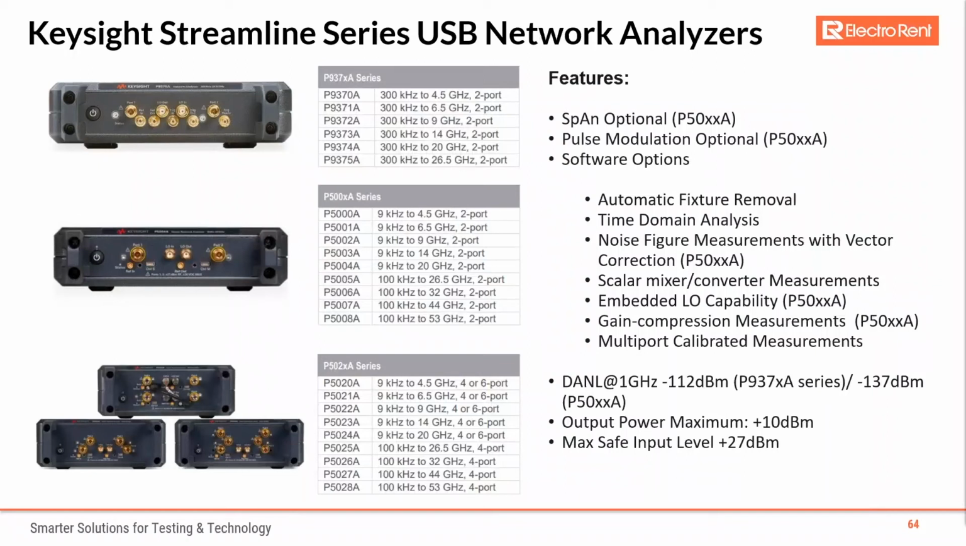They also have their higher end series, the 5000 series, which comes in either 2, 4, or 6 ports, depending on which model you want. The 5000 series has better trace noise capability, spectrum analysis options, and pulse modulation options as well. All the units offer automatic fixture removal as an option, time domain analysis, and of course you can do multi-port calibrated measurements. It's a popular choice, and we feature these as well: the P937X series available for sale and for rental, and the 5000 series available for rental.